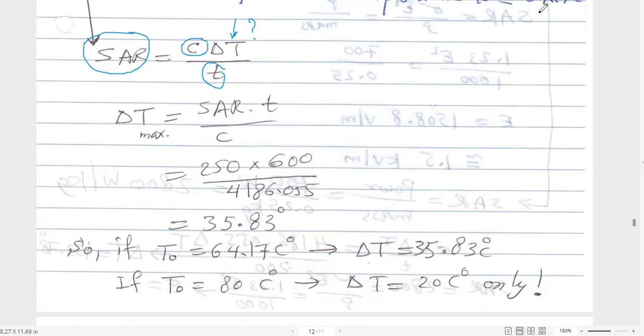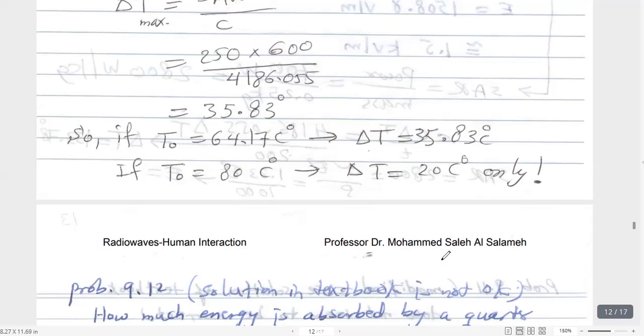If the temperature of water is 64, then it can increase by 36 to reach 100, because the maximum temperature of water is 100 degrees. After that it starts to boil. If the original temperature of water is 80 centigrade, the increase would be only 1 centigrade. It will not be 35.8 centigrade.